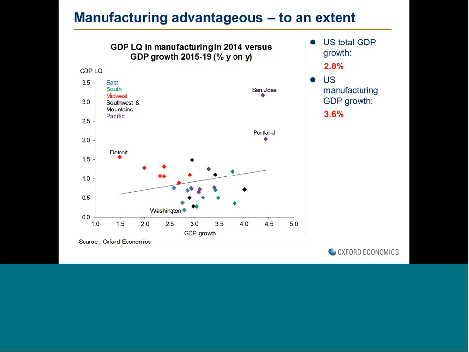For manufacturing, interestingly, albeit probably not surprisingly, San Jose and Portland are number 1 and 2 in the growth rankings, but also have the highest GDP location quotients. However, Detroit actually has the 3rd highest manufacturing location quotient, and yet it's the worst performing US metro. So how can that be the case? Well, effectively the answer lies in delving a little bit deeper into the manufacturing subsector data.